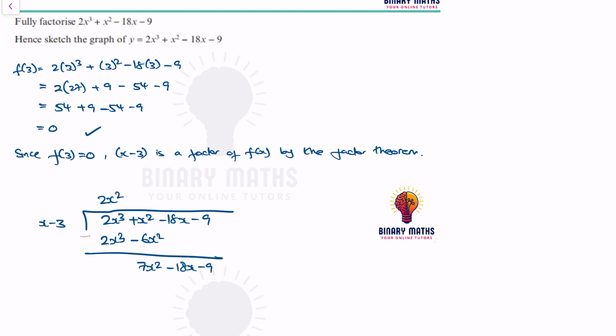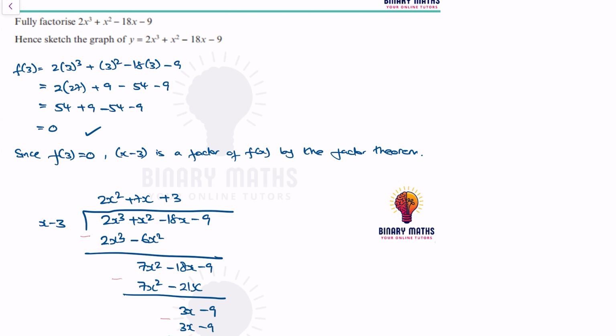X times what gives me 7x squared? It's a positive 7x. So I get 7x times x, which is 7x squared. Minus 3 times positive 7x is minus 21x. Again, we're subtracting the terms, so I end up with minus 18x take away minus 21x, which gives me 3x, and then minus 9. It must be a positive 3 here. 3 times x is 3x. 3 times minus 3 is minus 9. And when I subtract it, I'm getting a remainder of 0, which is what I want.